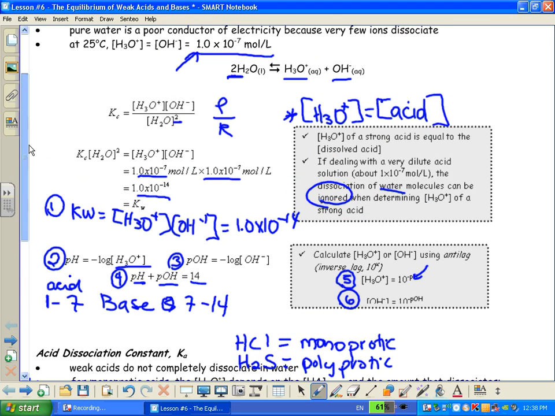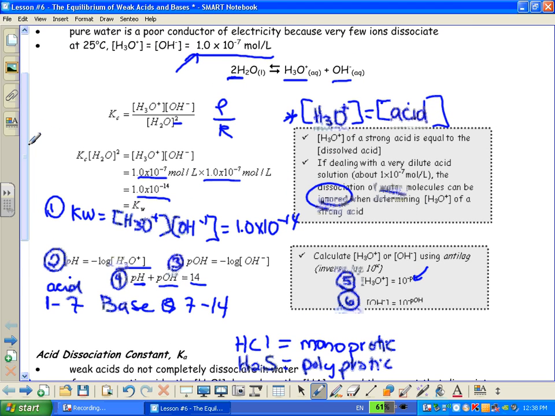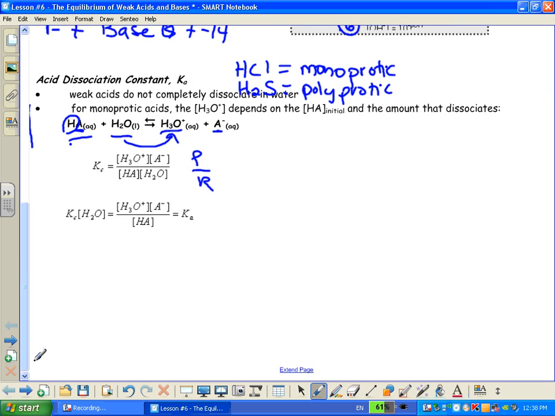But remember what I said way up here, the dissociation of water can actually be ignored. So really, the actual equation would look like this without the water. So really every single time when you do the dissociation of an acid, you can cancel out water and not make it part of your Ka.